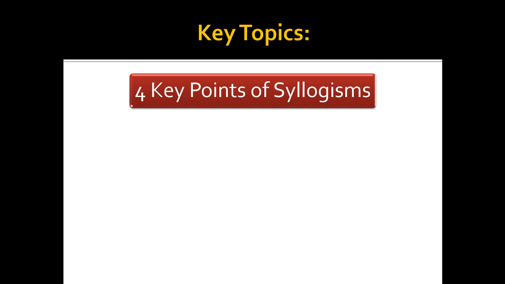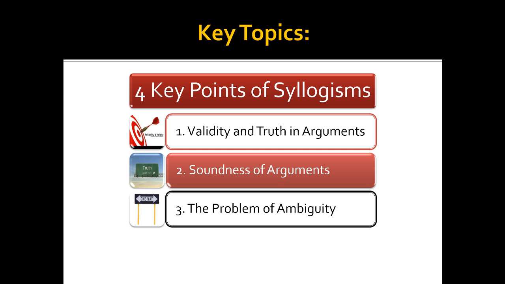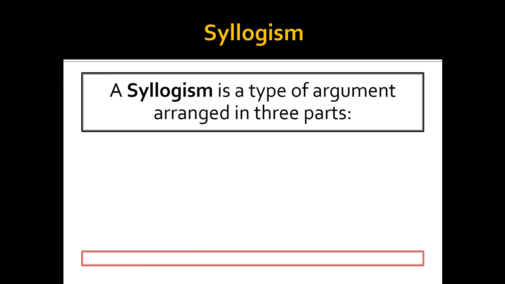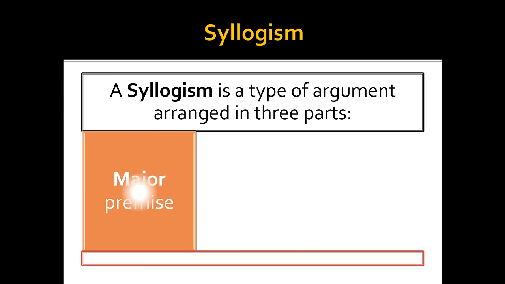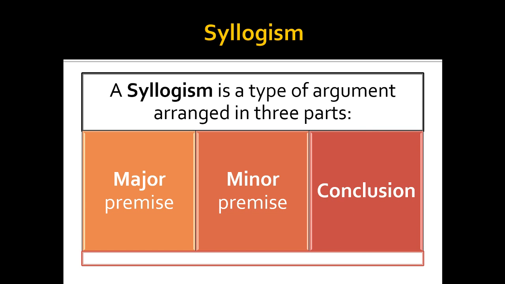So once we define what a syllogism is, we're going to look at the 4 key points: validity and truth, soundness, ambiguity, and we'll get into enthymemes. So let's define what a syllogism is. It's a type of argument arranged in 3 parts. You have a major premise, a minor premise, and a conclusion.